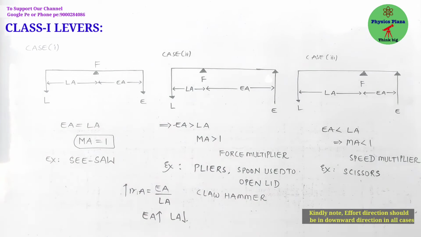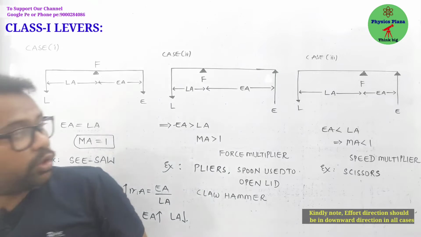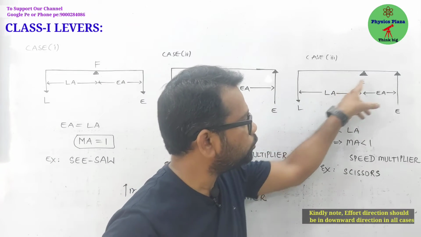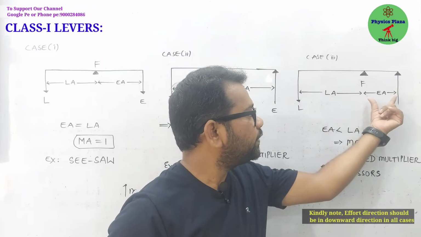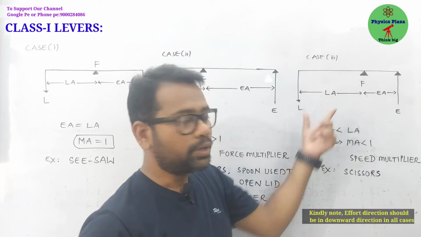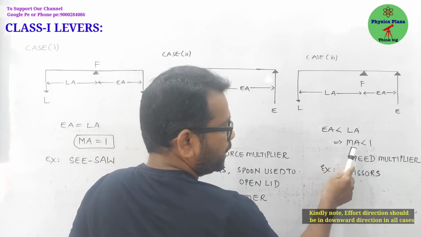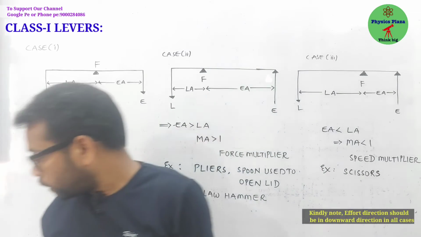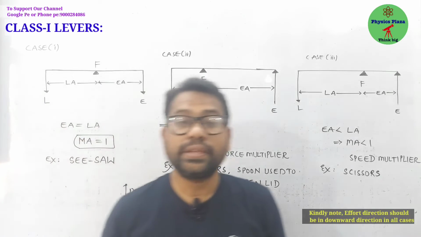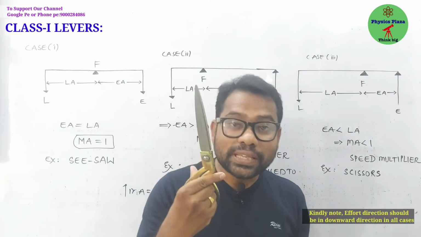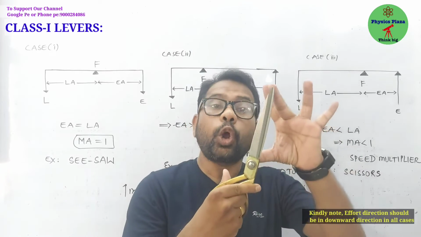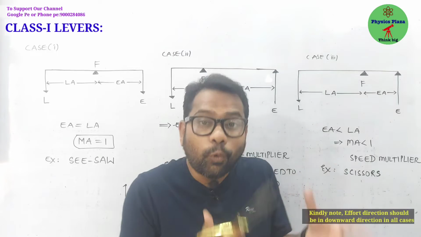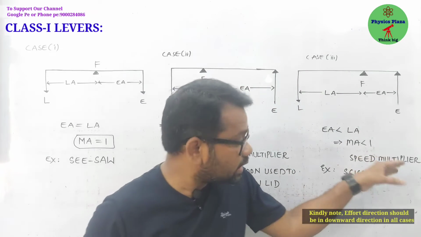Yes, children. Now if you come to case 3, where the position of the fulcrum is moved towards the effort, adjusted such that the effort arm is less than the load arm, children. When the effort arm is less than the load arm, the mechanical advantage will be less than 1, and then it acts like a speed multiplier. Then what is the best example? Yes, children, here is a scissors. Scissors with a long blade are the best example of what, children? A class 1 lever which acts like a speed multiplier.